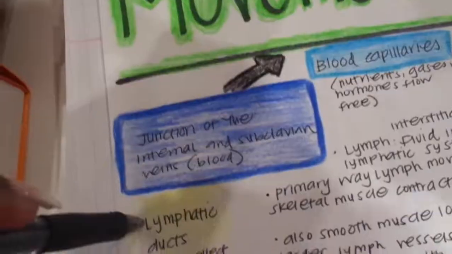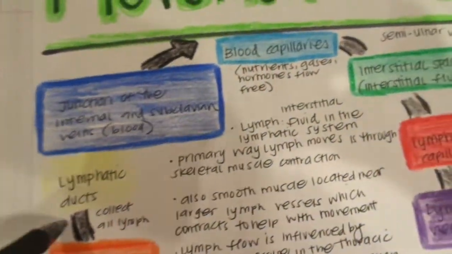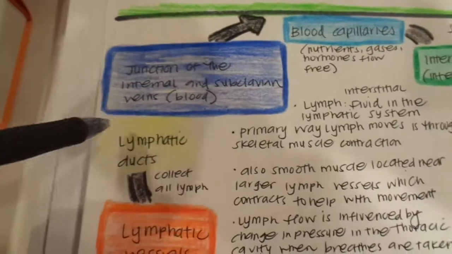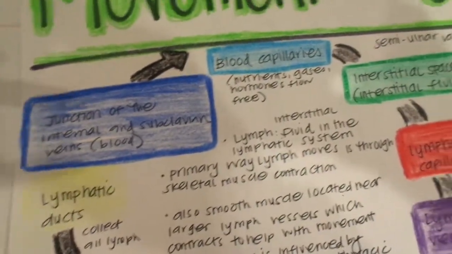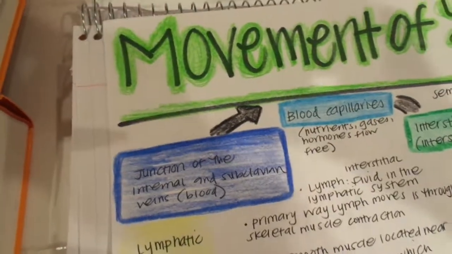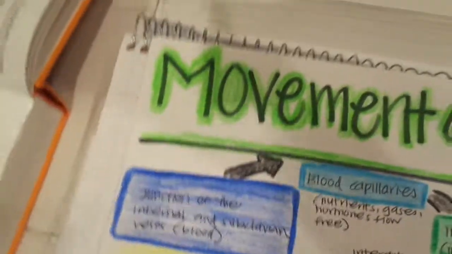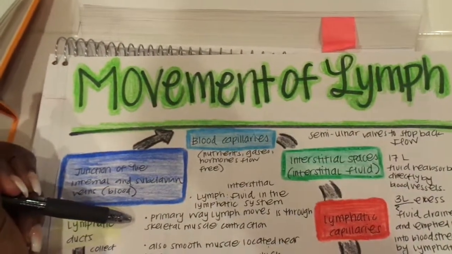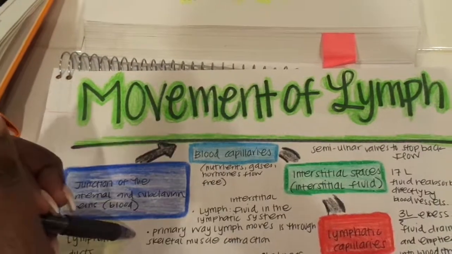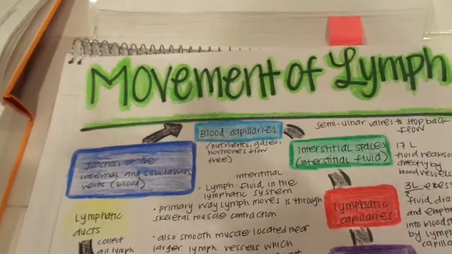And then the lymphatic ducts are the area that collects all of the lymph fluid before it enters into the junction of the internal jugular and subclavian veins, which is the blood. Okay, so the primary way that lymph moves is through skeletal muscle contraction.